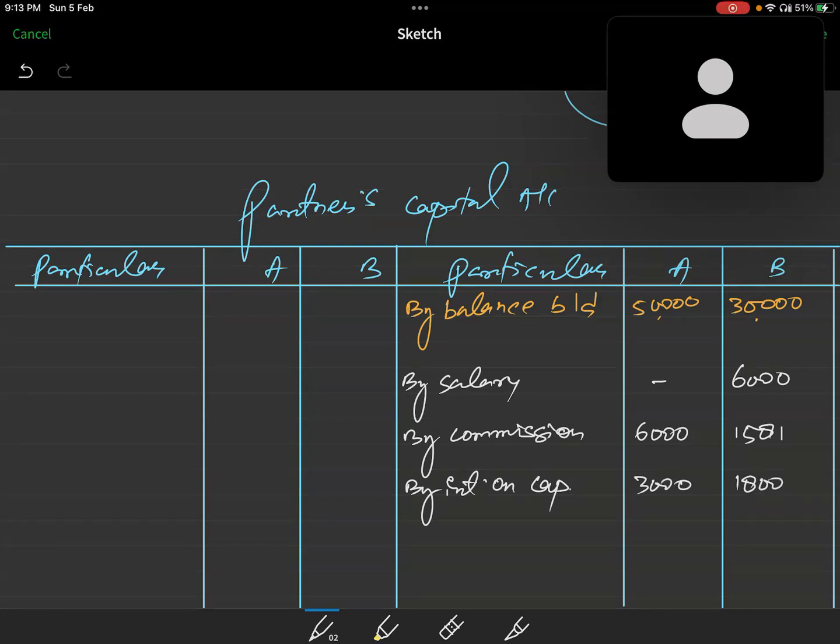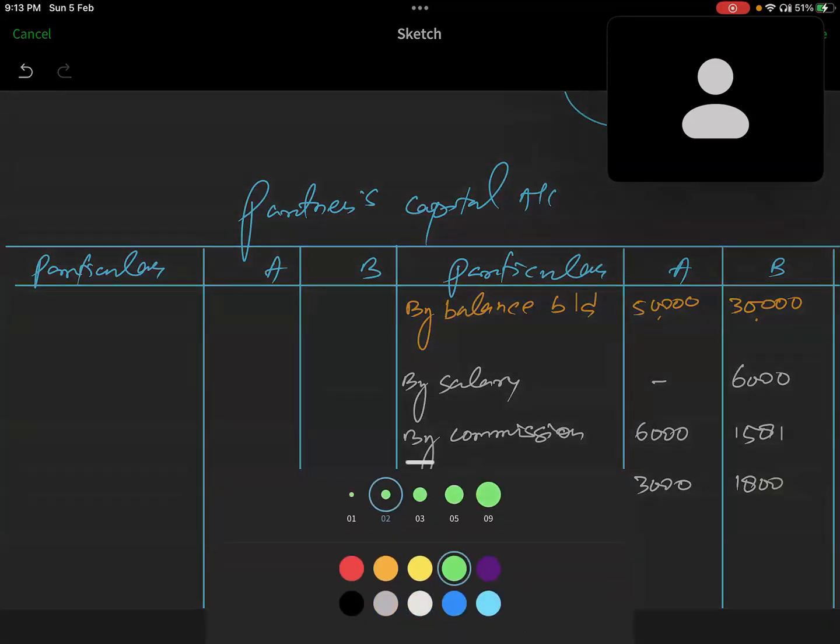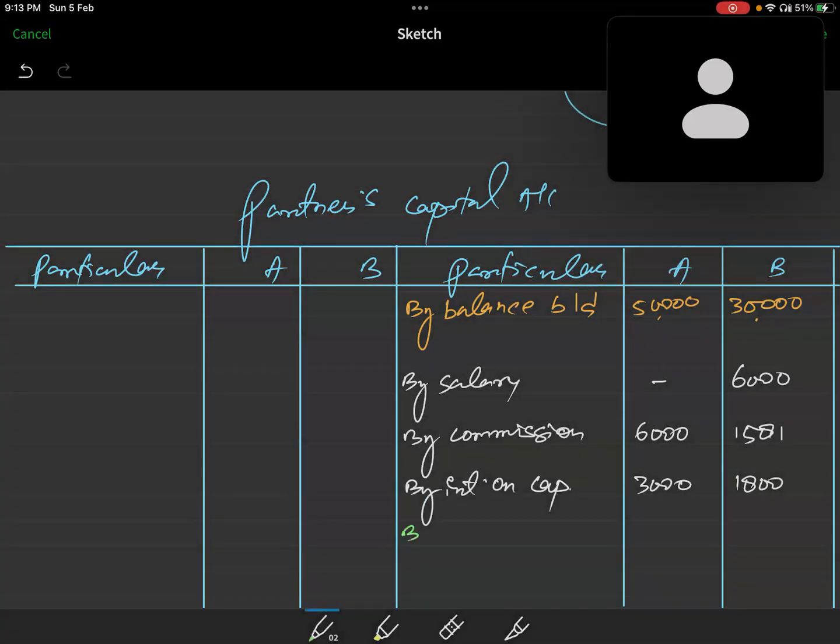Got it. After that, the profit that the partners have generated needs to be transferred to their accounts as well. So by profit and loss appropriation account. So 2, 3, just a minute.